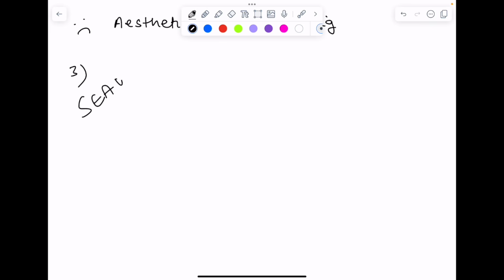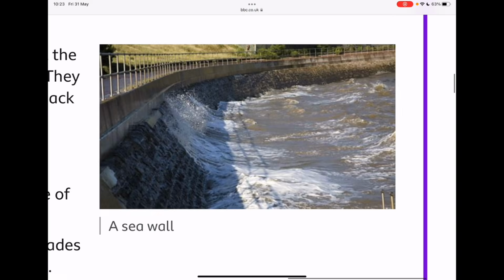Sea walls. So here's a sea wall. These are concrete barriers that limit the effect of coastal erosion, and they're very good for reducing damage to high value land. They're hard wearing, but they're usually the most expensive option, and obviously over time they can become eroded themselves, so they need maintenance.